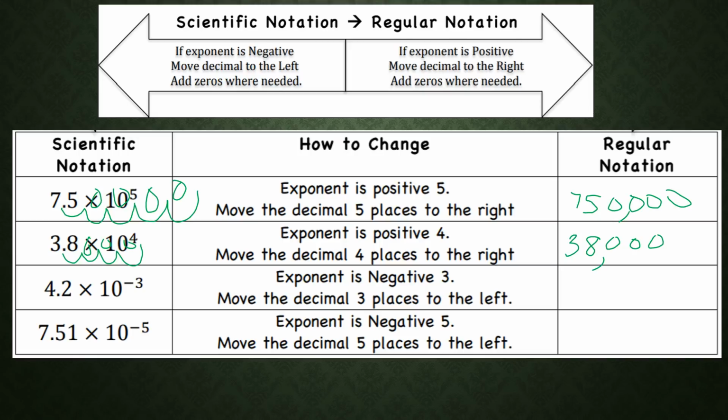4.2 times 10 to the negative third. So that means we need to move our decimal to the left, 3. So from that decimal, 1, 2, 3. And what we need there now is that decimal point. Let's see, we've got to hold our place values there. And you like to put a 0 in front of the decimal.